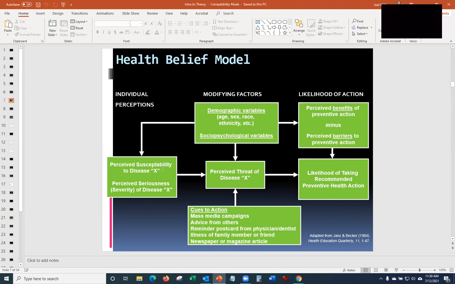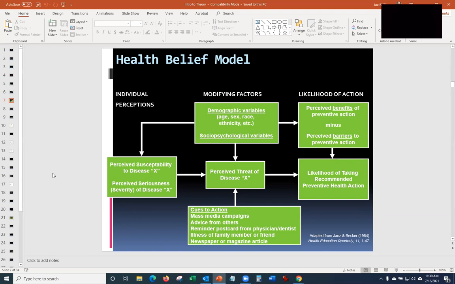Under individual perceptions over here, you've got perceived susceptibility to disease and perceived seriousness or severity of disease. Each of these are two distinct beliefs that a person may hold. So, one way of thinking about perceived susceptibility would simply be I might ask the question or have some thought or belief about whether or not I could contract a particular disease. Maybe COVID would be a good example, since that's an infectious disease. And there are people who believe they are well protected. They don't need to worry about that.